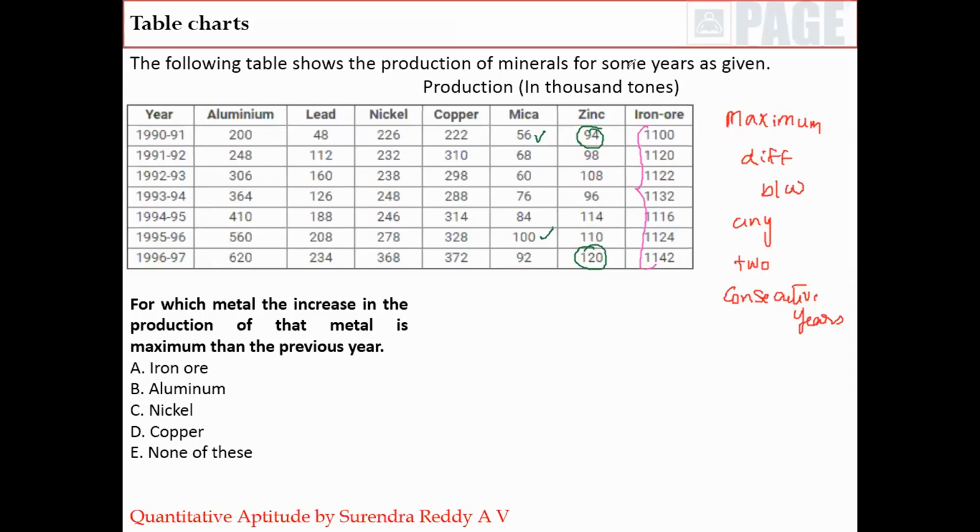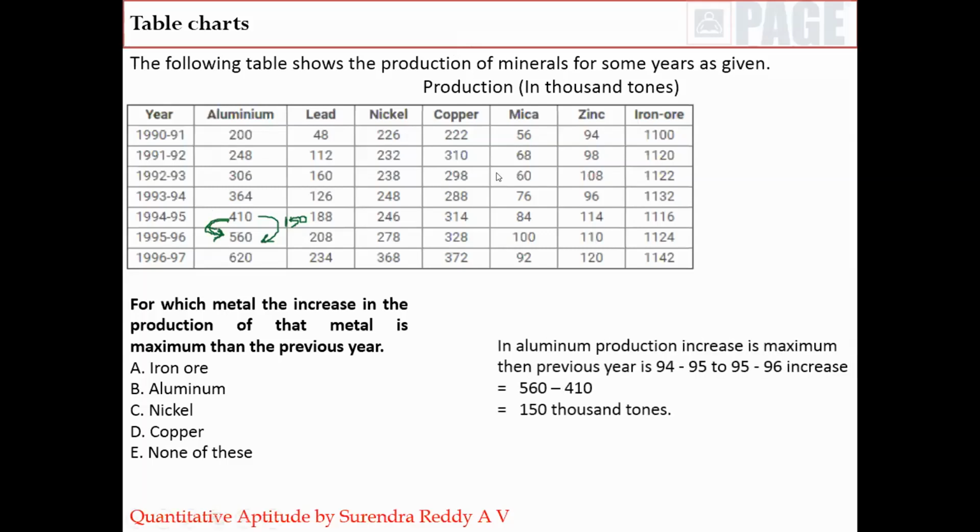Here we are taking a maximum actually, but if we take any two consecutive differences, we hardly have tens difference in this. There is also not much difference. Like that, you have to check which metal has that. In aluminum, do you have a difference of 150 here, which is maximum compared to any other differences you see in the table? Compared to 1994 to 95, in 95 to 96, the production has gone up to 560, which is increased by 150. That is the maximum difference between any two consecutive years, right? Understood?